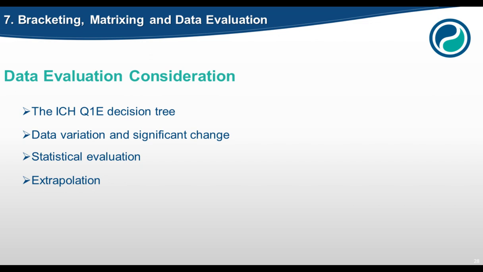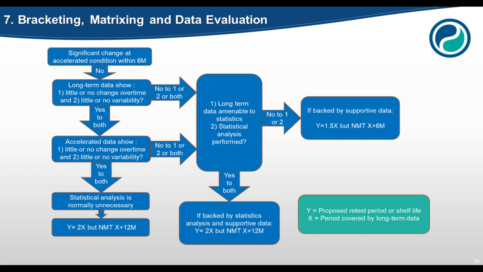And extrapolation applies well when the data is consistent with little variation, and cannot be proposed if significant change is observed at the accelerated condition and at the intermediate condition. So this is a decision tree from the ICH guideline.